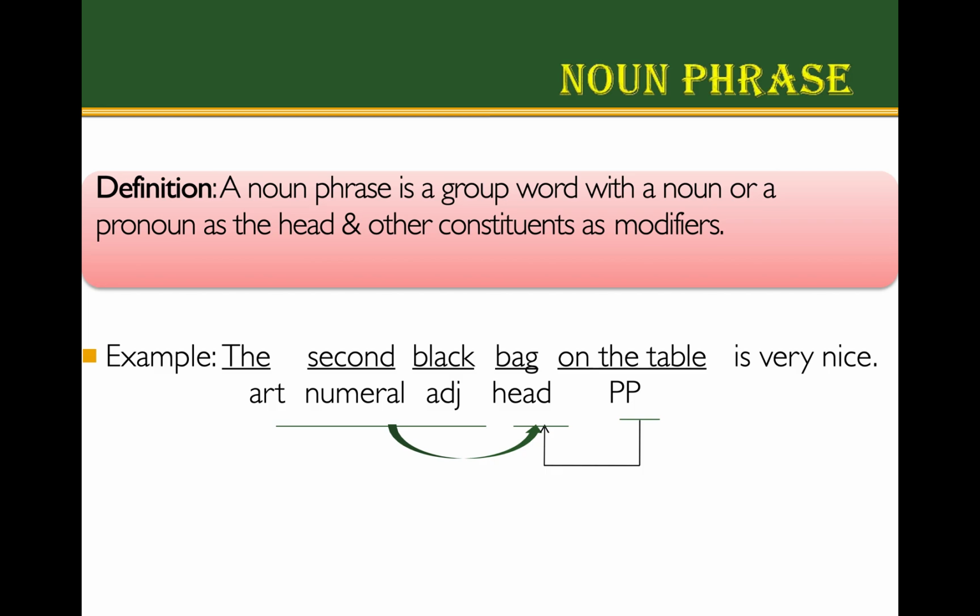We talked about it. So all of these function as noun phrase. So what is noun phrase? Noun phrase may be a noun or group of words with a noun or a pronoun as the head and other constituents as modifiers. For example, the second black bag on the table is very nice. Where is the head of this noun phrase? Of course, bag. Why? Because whenever we remove bag, the meaning of this phrase will be damaged. So the second black is the pre-modifier, on the table is a post-modifier.